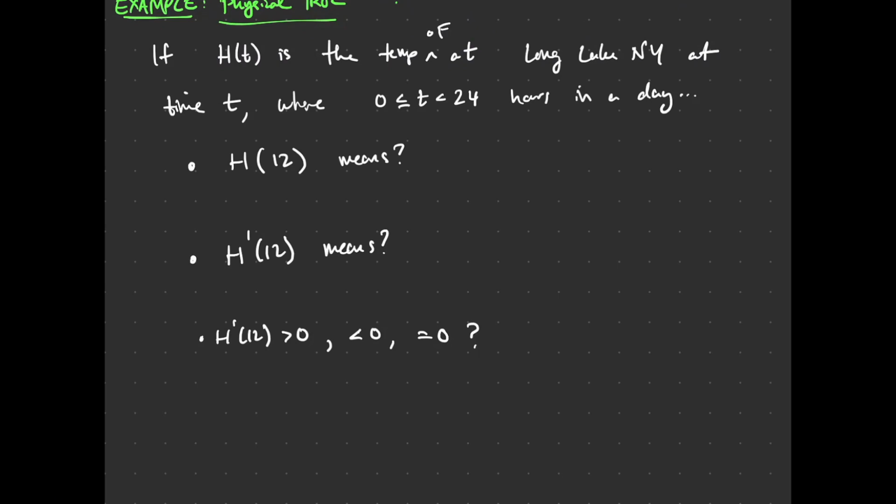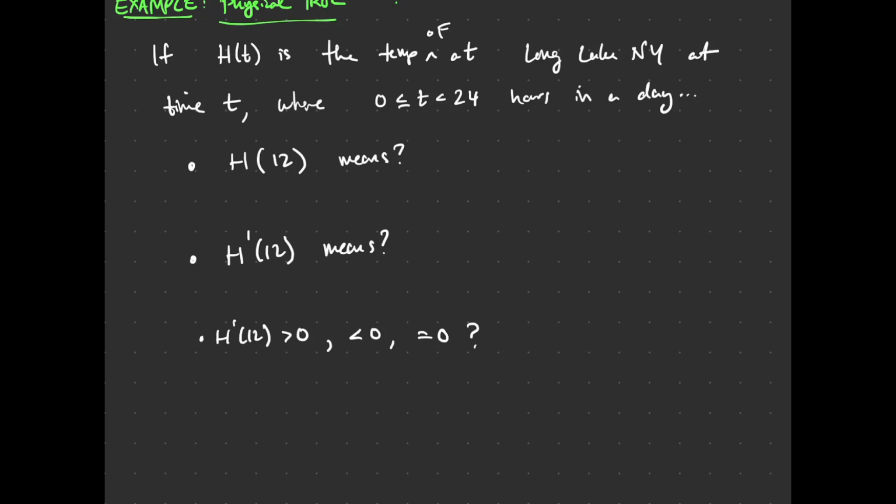So the function that we're looking at here in a physical context is h of t. It's the temperature in, let's say, Long Lake, New York at time t. Why? Because Long Lake is a beautiful place. And where t is the hours in a day between 0 and 24. Okay, so we have this function that's telling you the temperature at time t is a continuous function. There's no breaks in it. Time is continuous. The temperature is continuous.